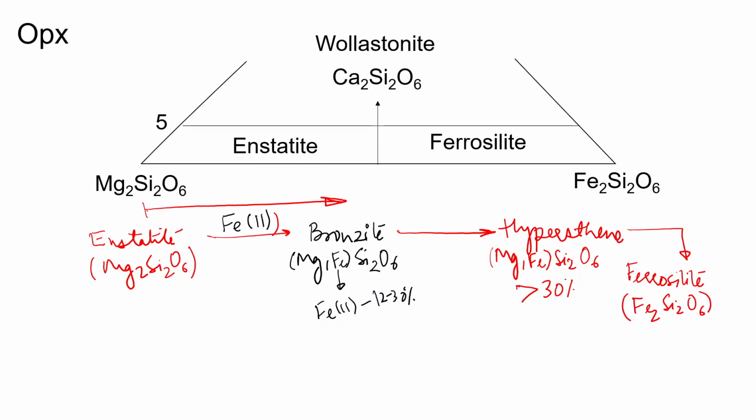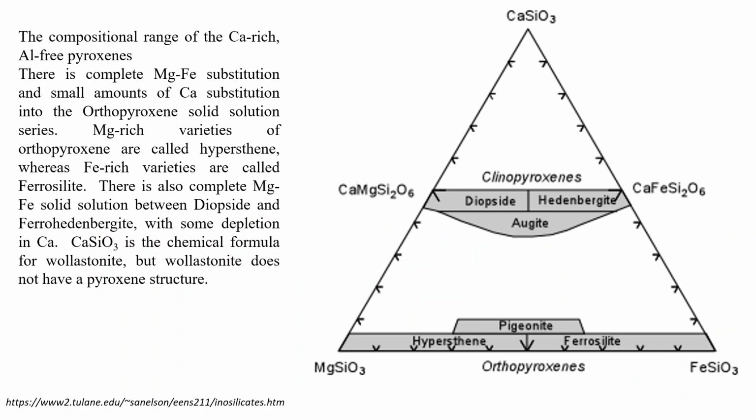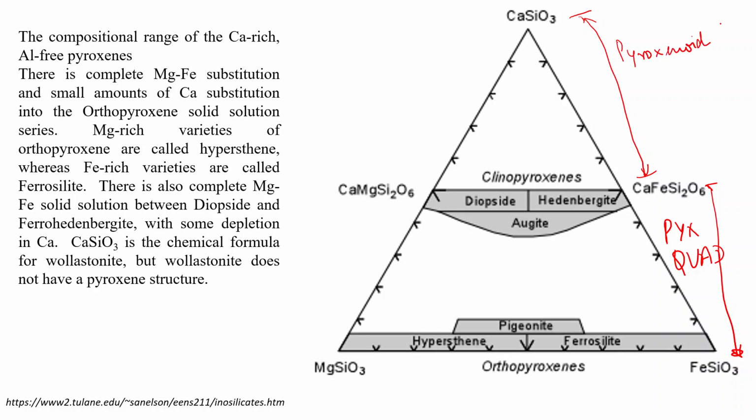So I am sure you understood this. So if we look at the compositional range of calcium rich aluminum free pyroxene. In this diagram, as I was talking about, this portion over here, from here to here, is called the pyroxene quadrilateral, while this one is the pyroxenoid. It's not a true pyroxene. Here we can see that there is a complete MgFe substitution and small amounts of Ca substitution in the orthopyroxene solid solution series.